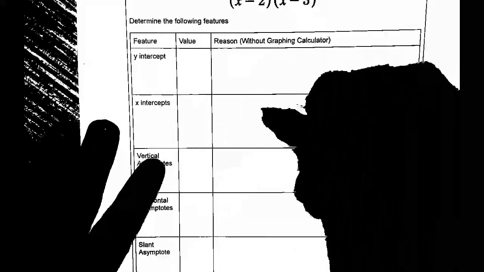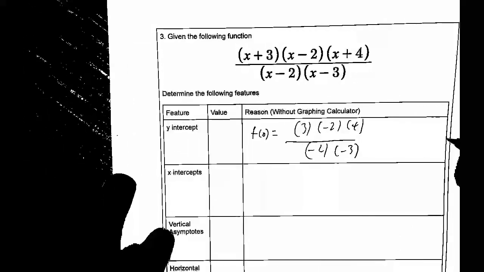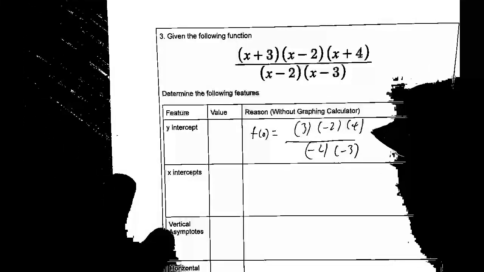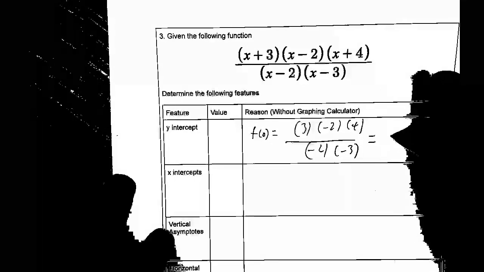All right. Question 3. Given the following function, determine the following features. Yes, you can use a graphing calculator, but you want to be able to reason without one. The value of the y-intercept: to find the y-intercept, we find f of 0, which just means plugging in 0 for everything. So we have 3, negative 2, and 4 divided by negative 2 and negative 3. That will be 12, and this will be negative 4. So my y-intercept is 0, negative 4.